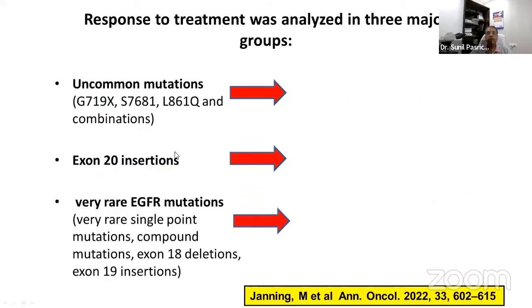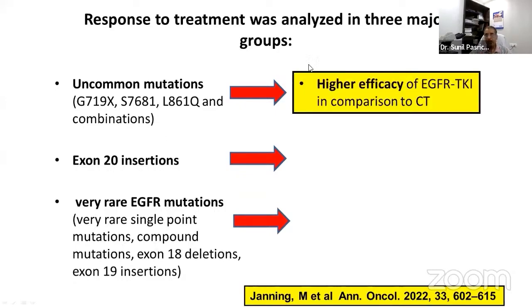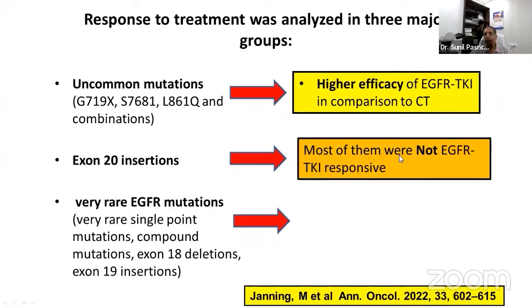So the response to treatment was analyzed in the three major groups. The first was the uncommon mutations, which I have just alluded to a couple of slides back. Here they found a higher efficacy of the EGFR TKIs in comparison to chemotherapy, especially to osimertinib. Whereas exon 20 insertion mutations, most of them were not EGFR TKI responsive, including osimertinib.